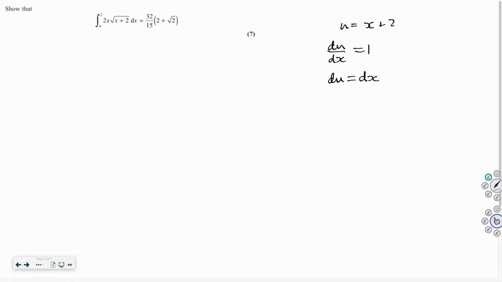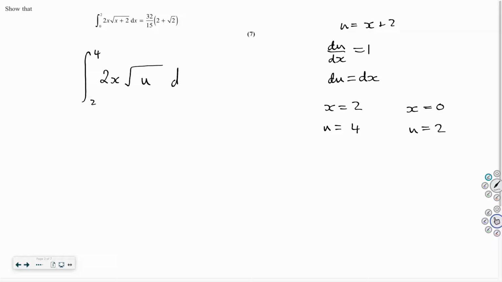And I'm also going to need to change my limits. So when x equals 2, our u value is going to be 2 plus 2, that's 4. And when x equals 0, our u value is 0 plus 2, which is 2. So now we're integrating between 4 and 2 of 2x, and then the square root of x plus 2, which we know is u, with respect to u, as we know that dx is the same as du.